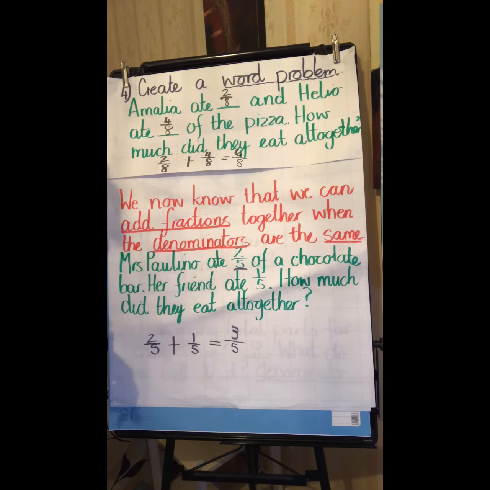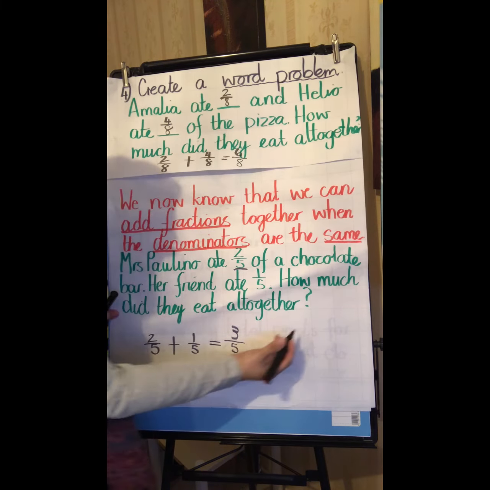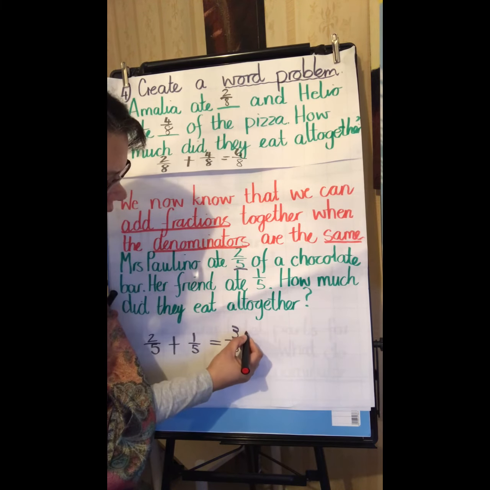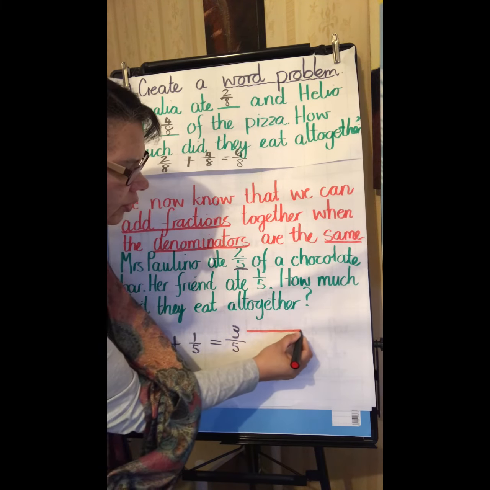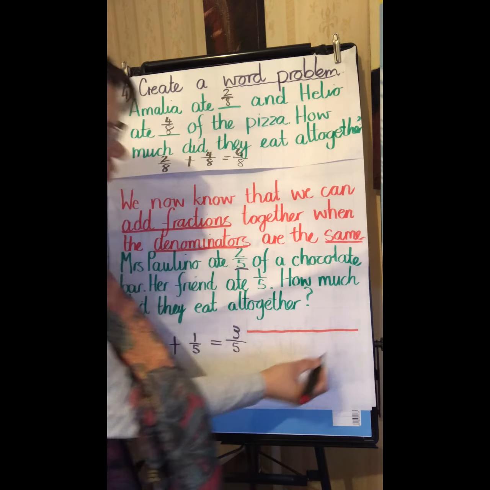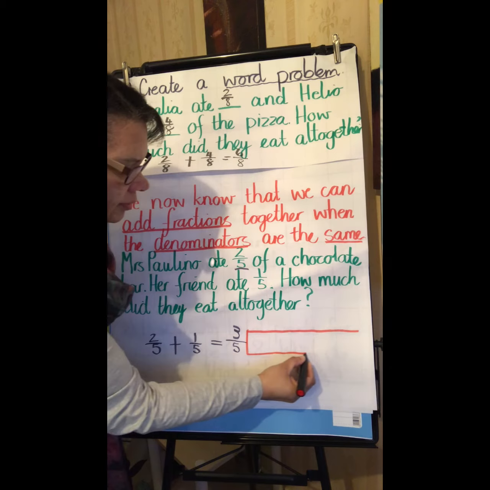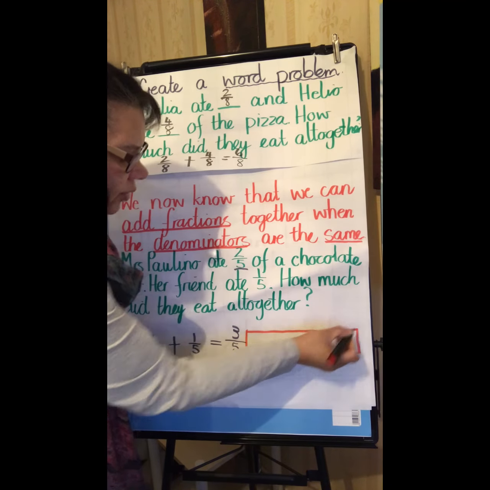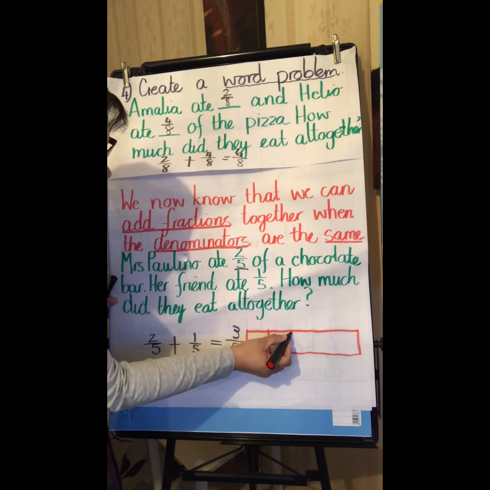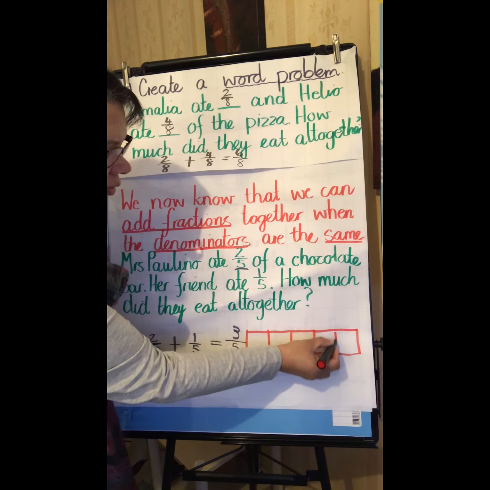Let's check. Let's draw a chocolate bar. How many parts must I have? The denominator says 5, so we're going to draw a chocolate bar with 5 equal parts. 1, 2, 3, 4, 5. Let's draw the different parts. 1, 2, 3, 4, and 5.